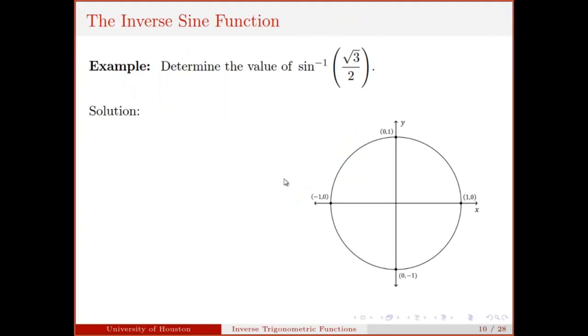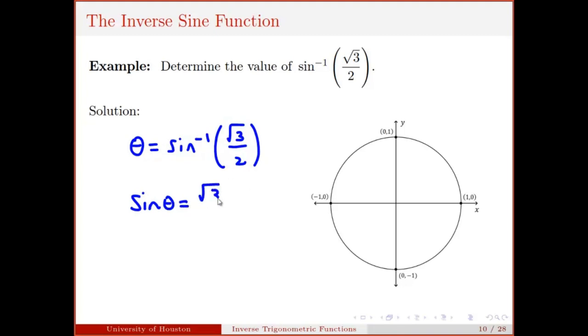Let's consider two examples where we look at this from the point of view of the unit circle. In the first example, let's find the value of sine inverse of square root of 3 over 2. Remember that this expression represents an angle, so let's call it theta. This means that sine theta equals the square root of 3 over 2.